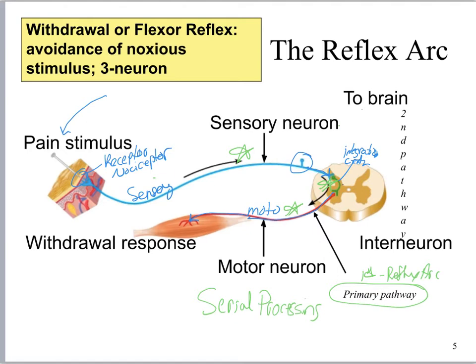But I need to know that I stepped on a pin and I need to go get a Band-Aid or I need to pull it out of my skin or I need to go get a tetanus shot. So I'm going to have a secondary pathway. So I will have right here another thing that's going to synapse and then it's going to come up and go to the brain. That is going to be the secondary pathway. And that's where you become conscious that this happened.